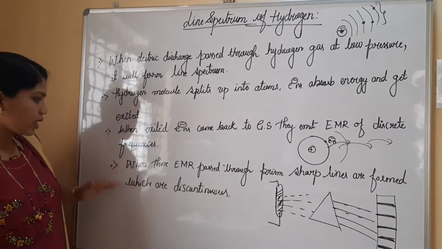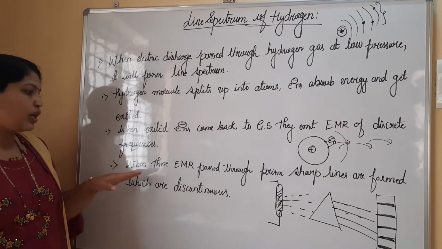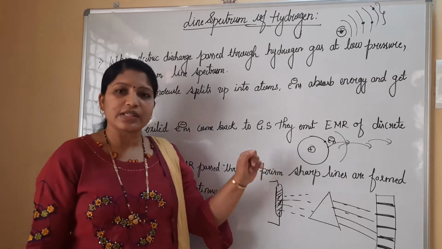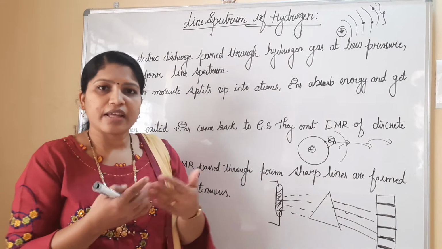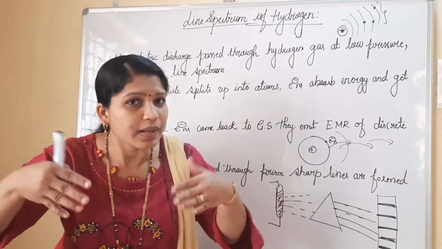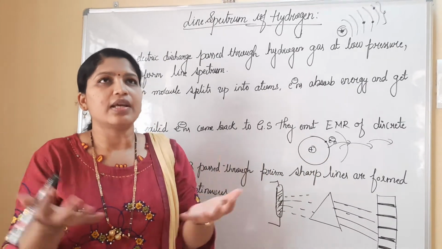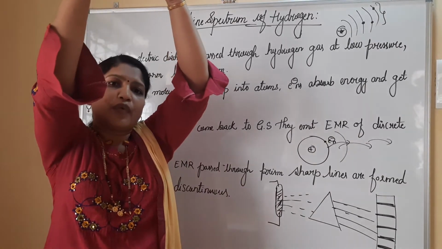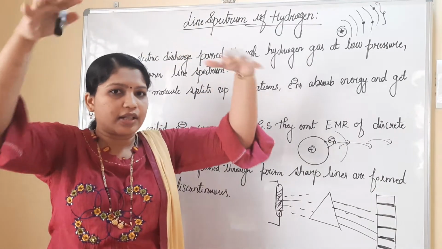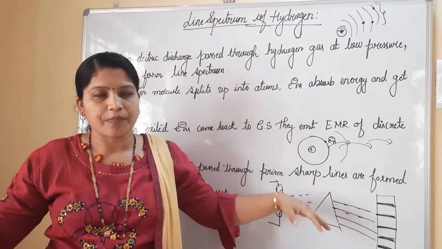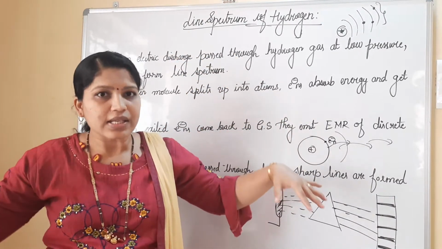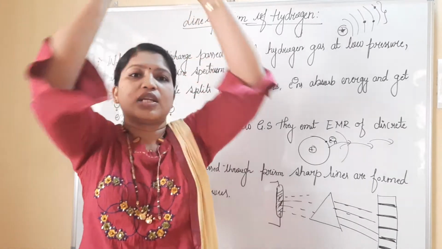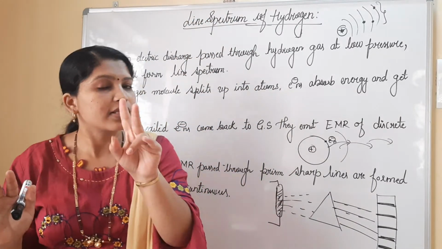Now, last point: you can see here that when these electromagnetic radiations pass through the prism, they will be coming back, in the sense they will be releasing the energy they have gained. They moved to higher energy, and when they come back to the ground state they release that energy. When they come back and release energy, that is called emission. When they gain energy and move to a higher energy level, that is called absorption. That is the main difference.